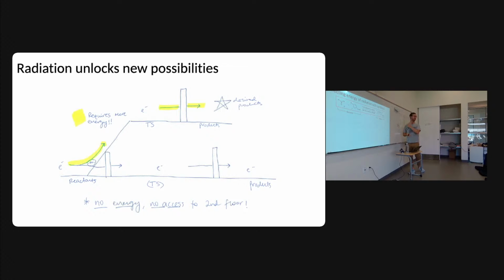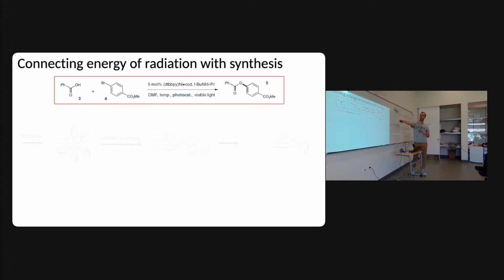So we have our reactants and our products, right? We have benzoic acid and bromo-4-methylbenzoate here. There's a whole bunch of gobbledygook that mixes it all together. We'll talk about the gobbledygook in a moment, right? And then we get this product of interest.